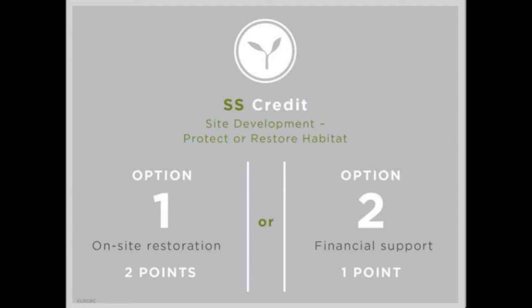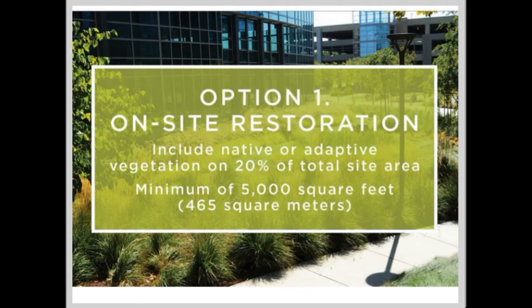Option 2 is appropriate for projects that do not have enough habitat area to meet the requirements for option 1 or do not wish to perform on-site restoration. Let's look at each option closely. Under option 1, on-site restoration, projects should restore 20%, including the building footprint, of all portions of the site with native or adapted plants.